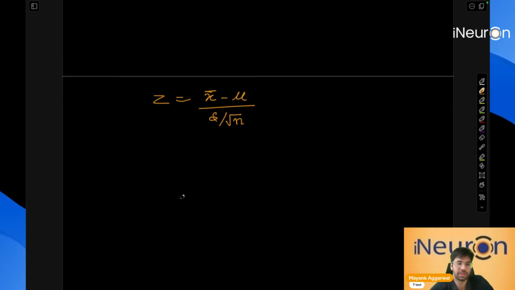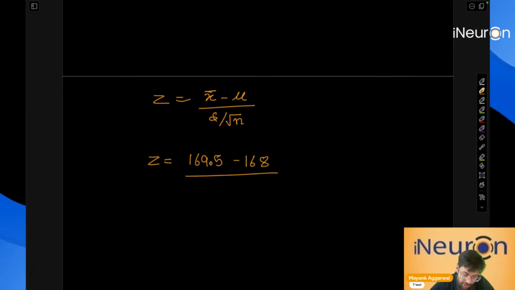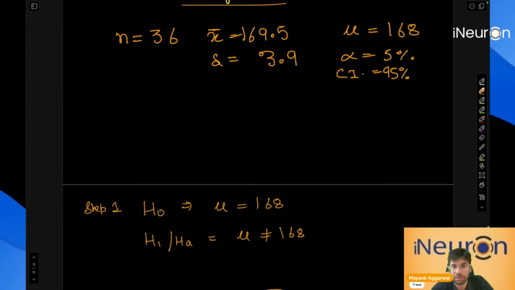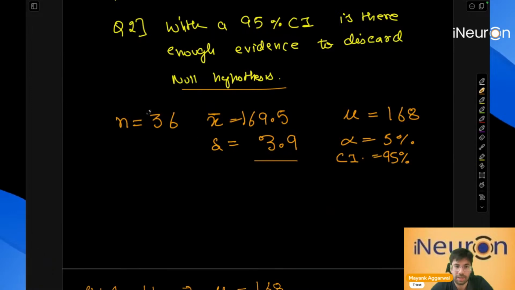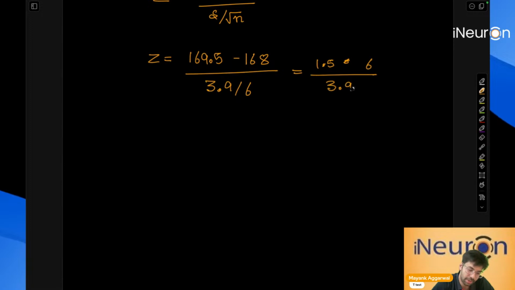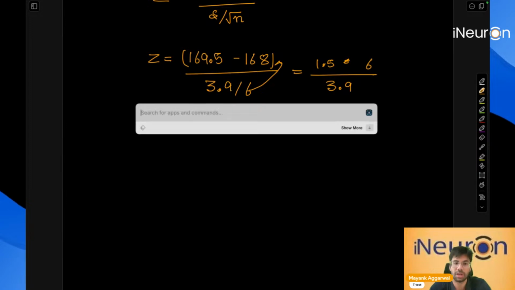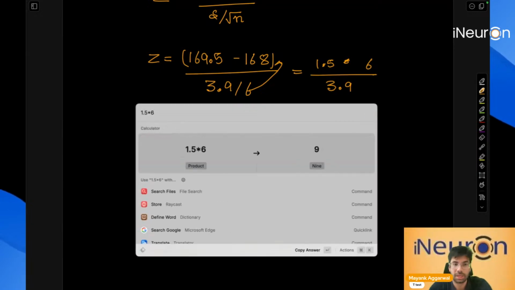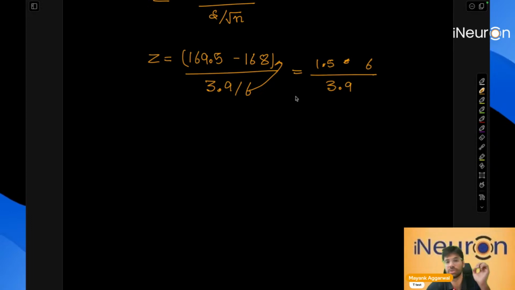Cool then. So let us calculate this value, everyone. Z is going to be, I think it was, 169.5 minus 168 divided by S, which was 3.9 divided by 6. So it is going to be 1.5 into 6 divided by 3.9. Right? So this is going to go above and 3.9 below. So let us see this now, everyone. 1.5 into 6 is 9, divided by 3.9. So the value which we are getting is 2.307.